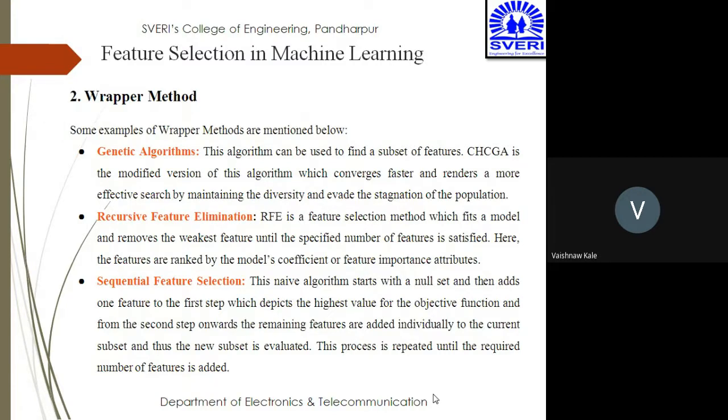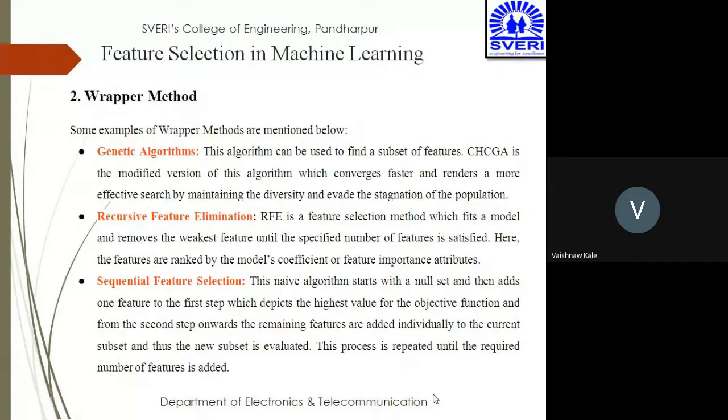Genetic algorithm is an algorithm that can be used to find a subset of features. CHCGA is a modified version of this algorithm, which converges faster and renders a more effective search by maintaining diversity and evading stagnation of the population. So the genetic algorithm finds a subset of features. A modified version of it has also come, which we call CHCGA. That is faster and gives a more effective search by maintaining diversity and evading stagnation of the population. So from all the features, finding the subset is the job of the genetic algorithm, which is an important part of feature selection.